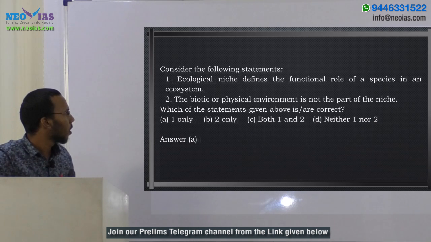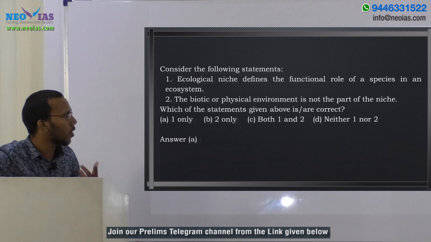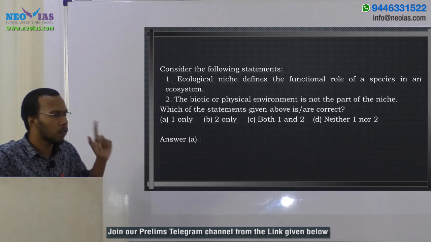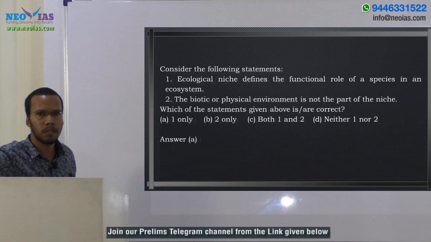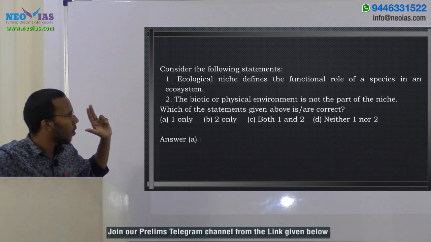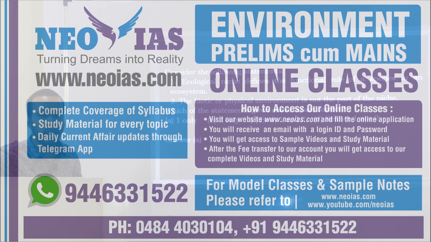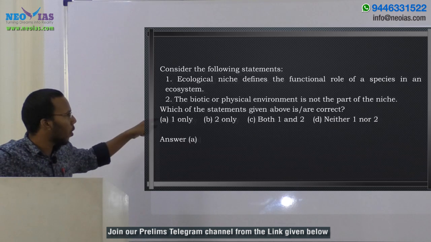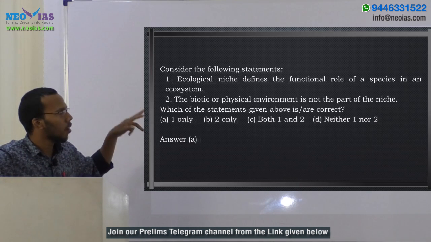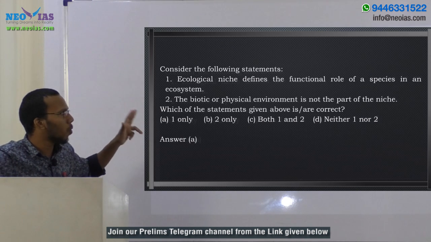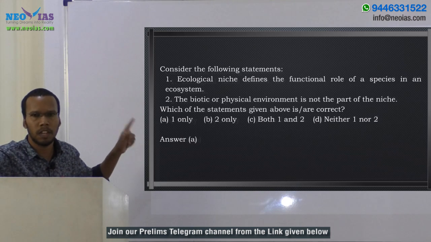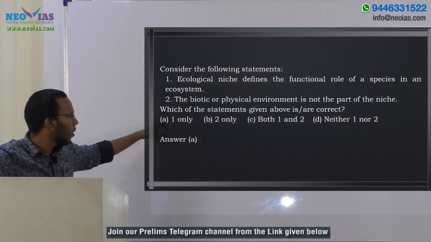Then the second statement they have given us: the biotic or physical environment is not the part of the niche. So actually biotic and physical environment is a part of this ecological niche. Physical environment means abiotic factors. Biotic means living, and physical environment means abiotic or non-living components. So both these are part of ecological niche. So that's why the second statement is wrong, because they are mentioning that biotic and abiotic components are not a part of niche. So here the answer is 1 only.